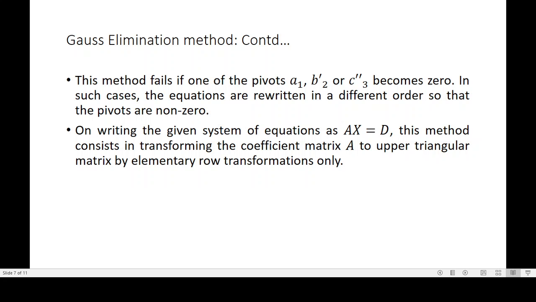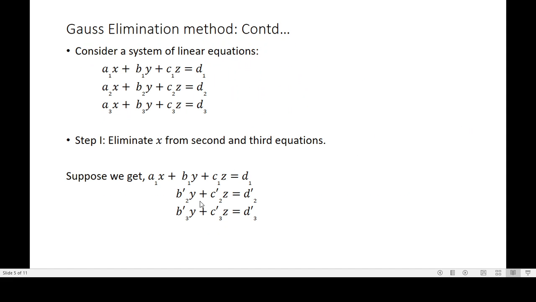So this method fails if one of the pivots a1, b2 dash or c3 double dash becomes 0. In that case, the equations are rewritten in a different order so that the pivots are non-zero. If a1, b2 dash or c3 dash are 0, that is, if these pivots are 0, we rewrite the equations in a different order so that we get non-zero pivots.